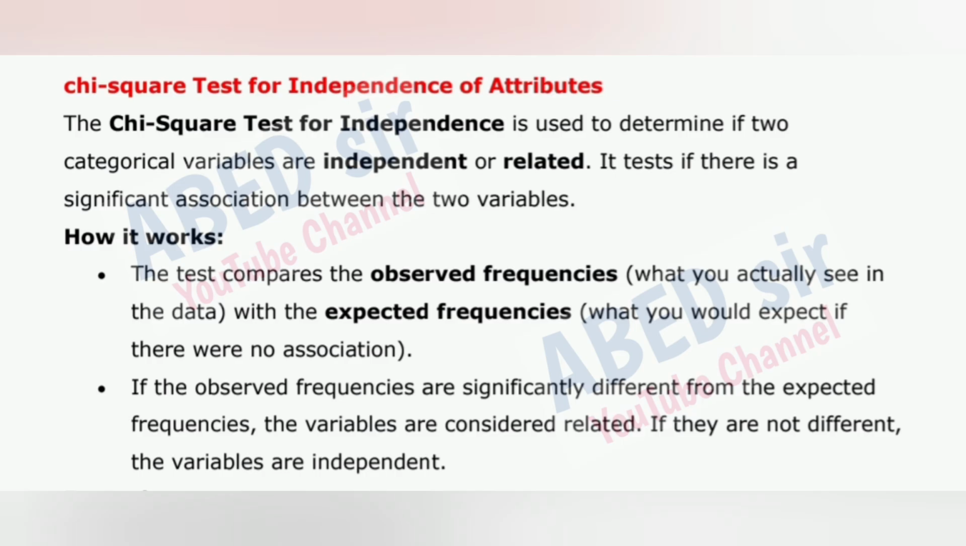How it works: the test compares the observed frequencies, what you are actually seeing in the data, with the expected frequencies, what you would expect if there were no association. If the observed frequencies are significantly different from the expected frequencies, the variables are considered related. If they are not different, the variables are independent.